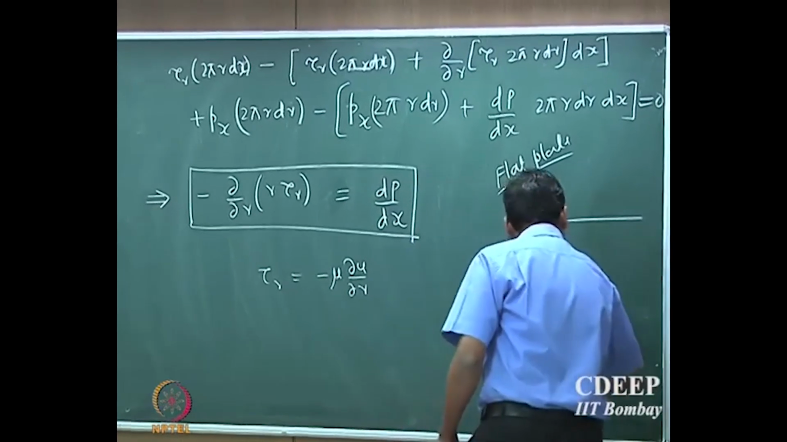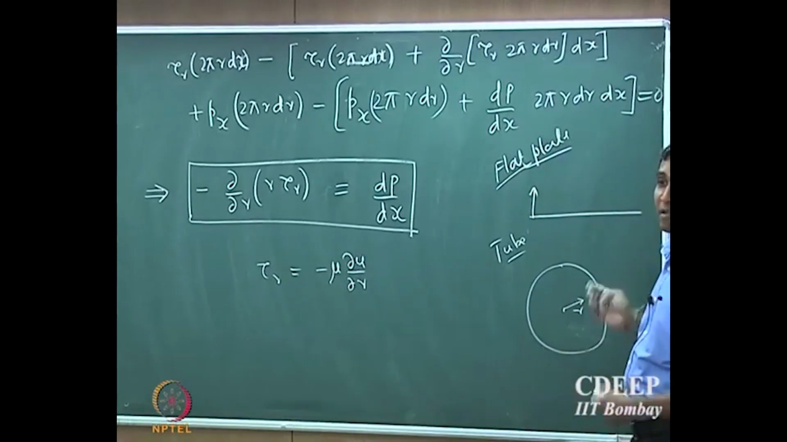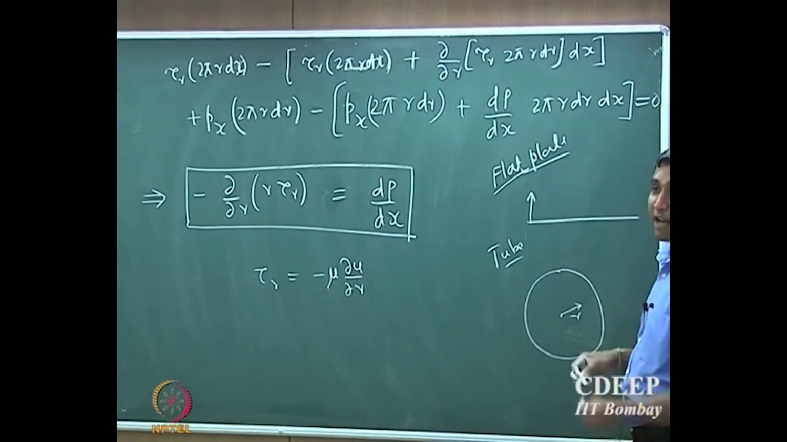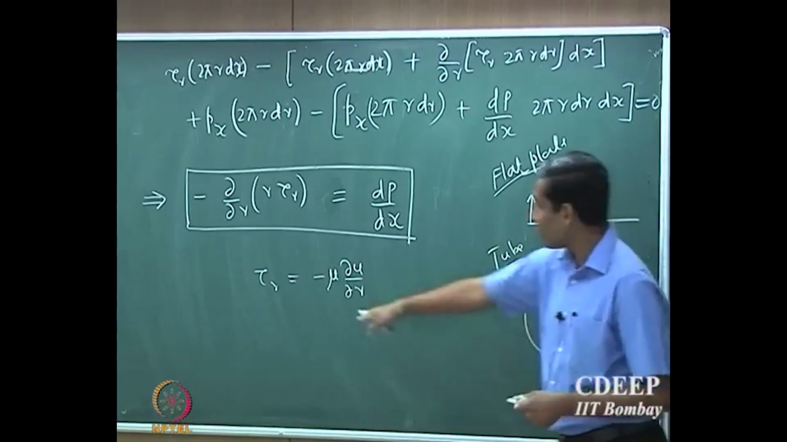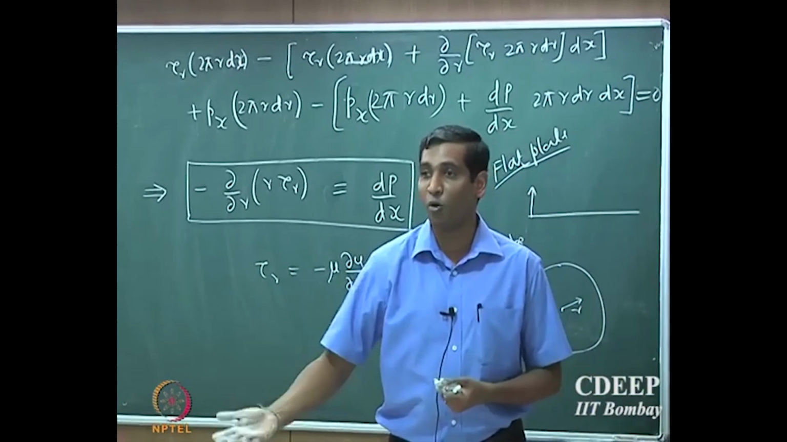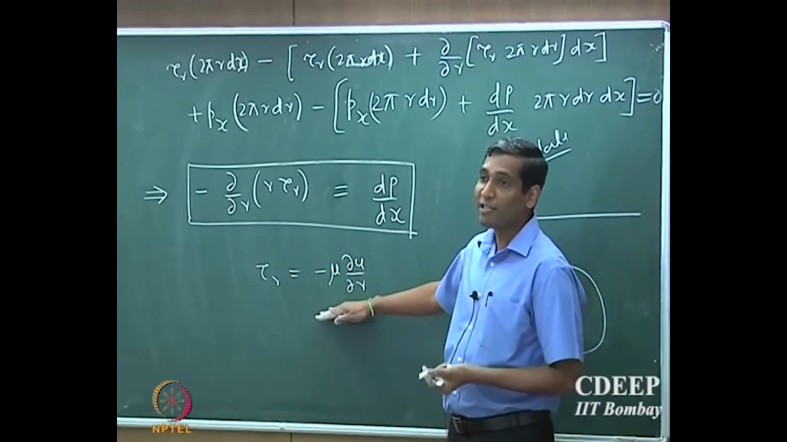So if this is the center, the positive r direction is going outside from the center. So the wall is now actually located at r equal to r naught. Therefore, the effect of the wall is actually in the negative r direction. That's why you have a minus sign. So be very careful when you go from Cartesian to cylindrical coordinates or spherical coordinates. You should always be very careful about the sign that you use.